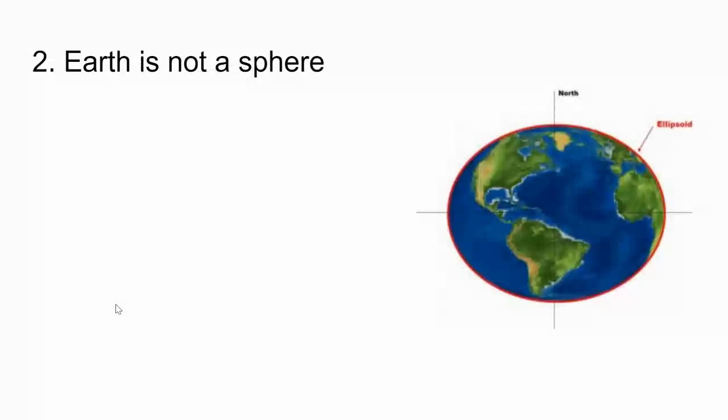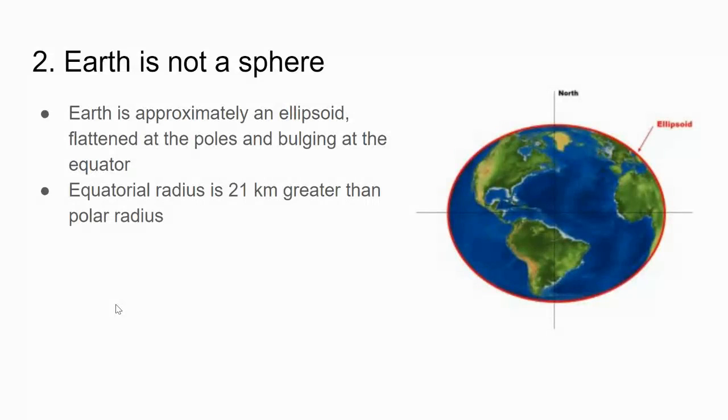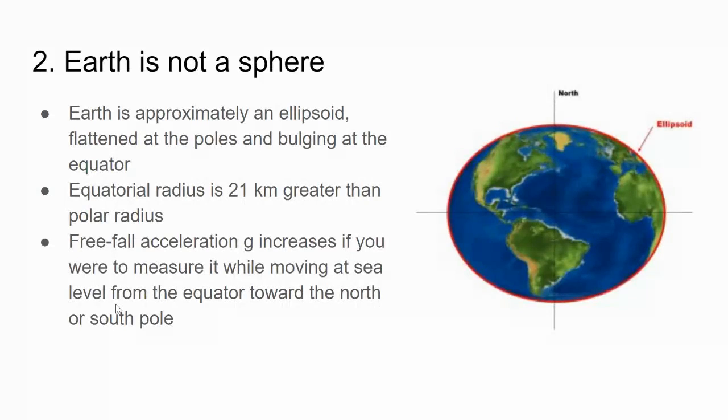The second reason is that the Earth is not a perfect sphere. It's actually an ellipsoid, flattened at the poles and bulging at the equator. The equatorial radius of the Earth is actually 21 kilometers greater than the polar radius. So free fall acceleration g is going to increase if you were to measure it while moving at sea level from the equator toward the North or South Pole. The reason for this is because our r term is decreasing when we move from the equator toward the North or South Pole.